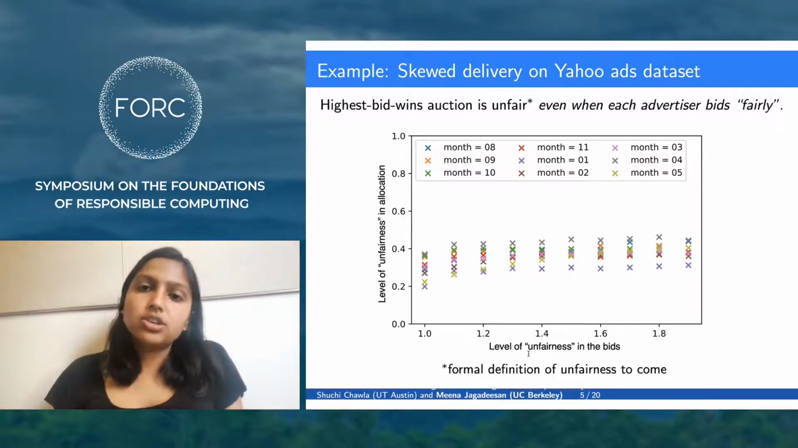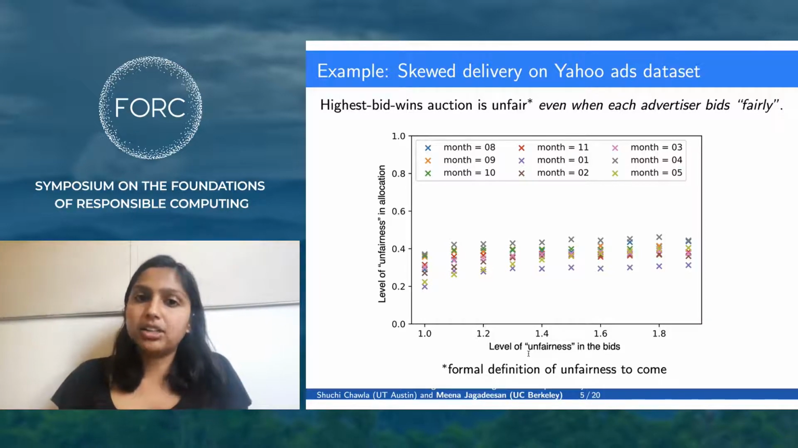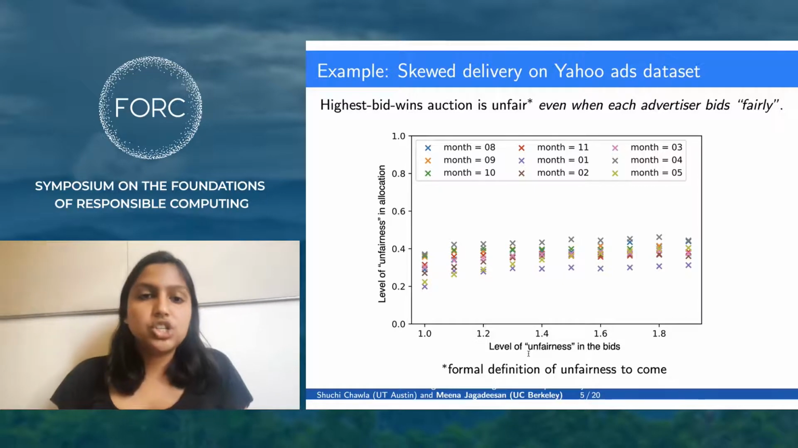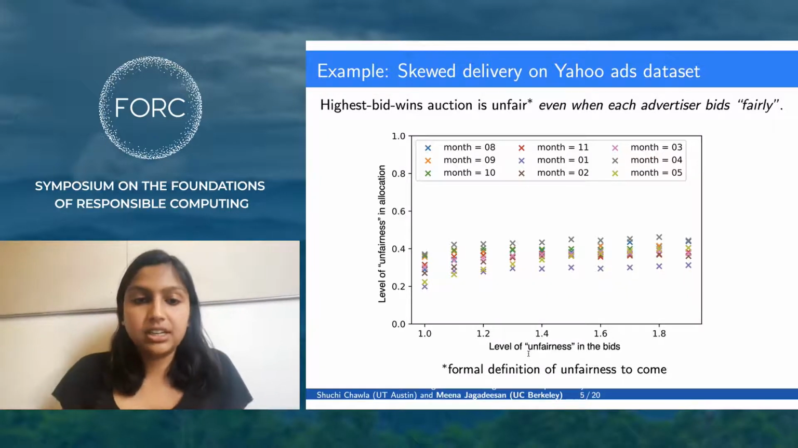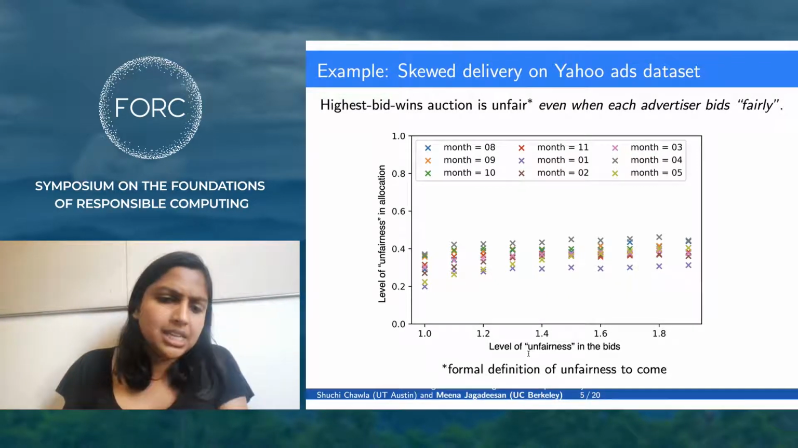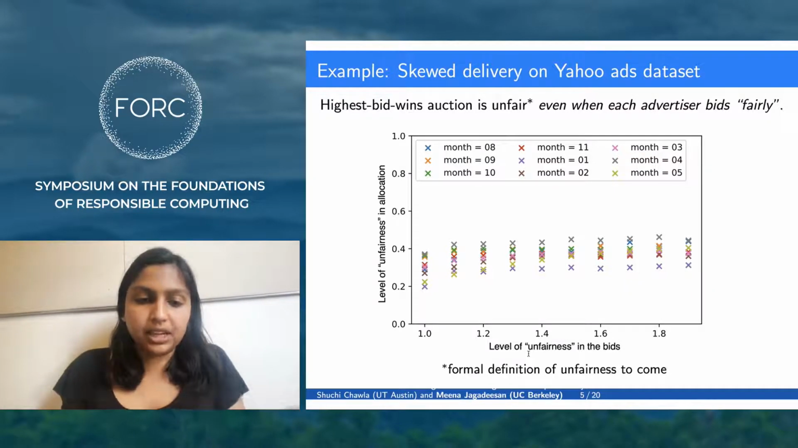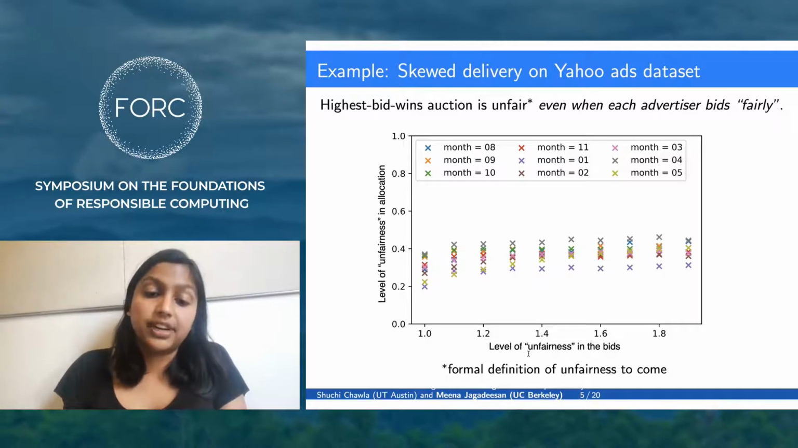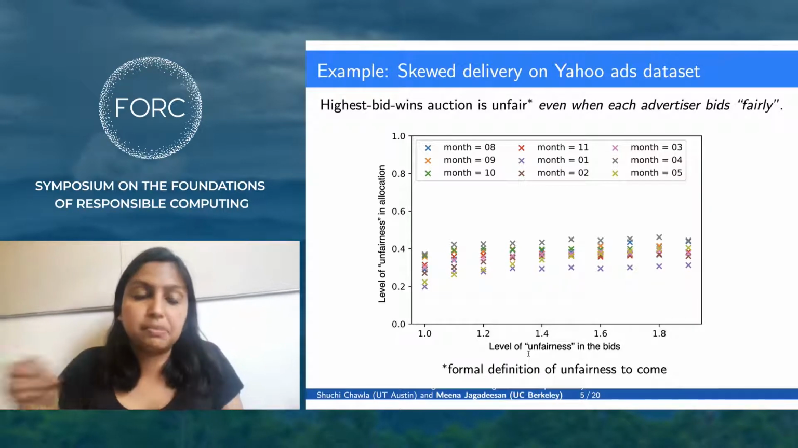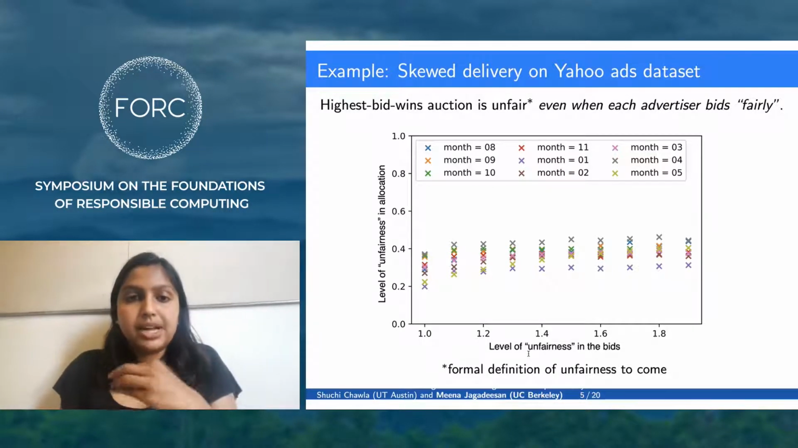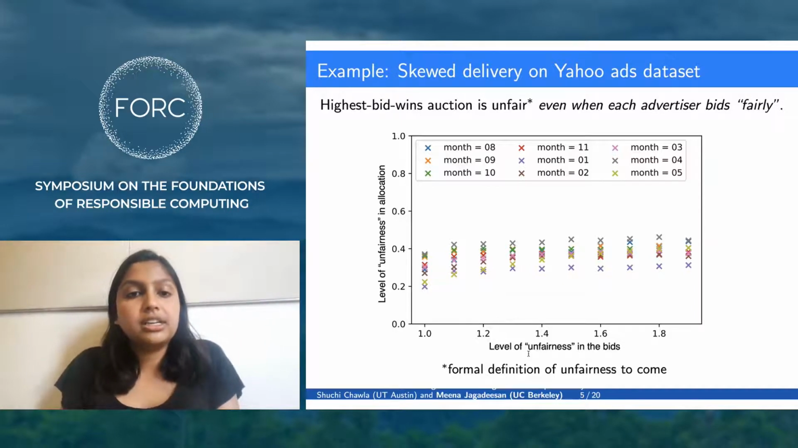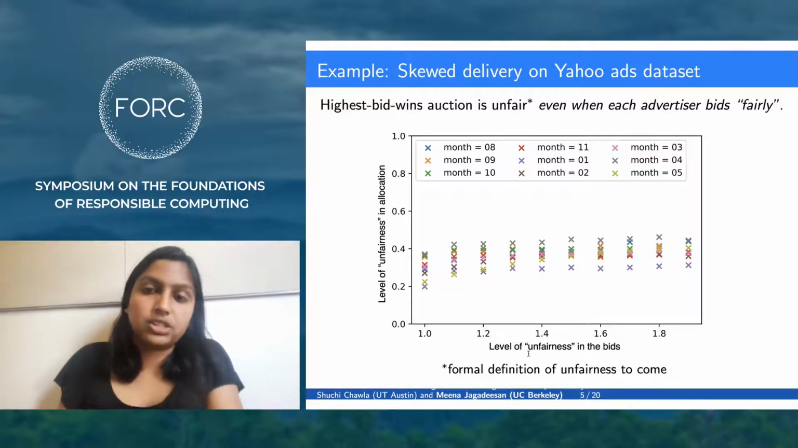We also showed that this problem is not just theoretical and examined it on the Yahoo Ads dataset. We showed similarly that the highest bid wins ad auction can be unfair even when each advertiser bids fairly. We plot here the level of unfairness in the bids versus the level of unfairness in the allocation. We see even when the bids are almost maximally fair, so they have this level 1 of unfairness, then the allocation can still be unfair. We're going to formally define what we mean by unfairness in the bids and allocations very soon. So the core message here is that the highest bid wins auction is unfair in theory and also unfair on this data set.